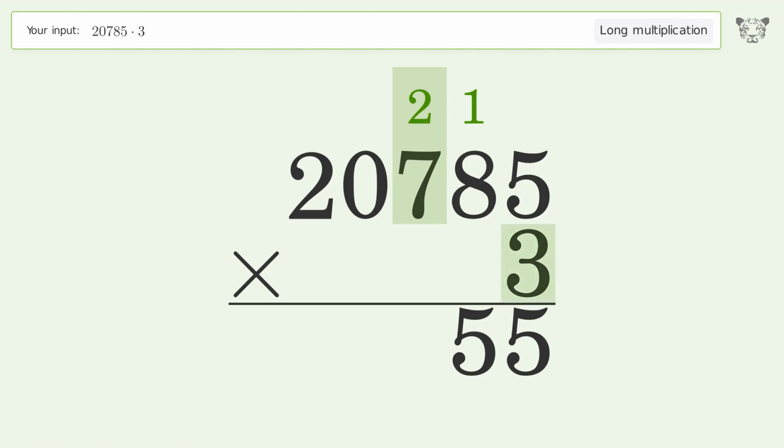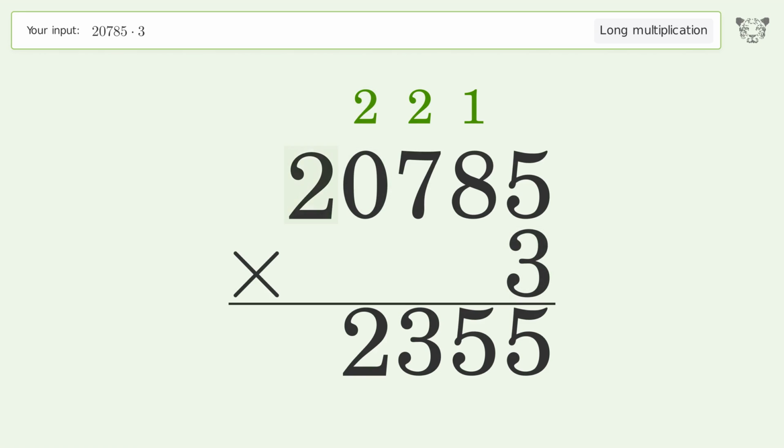2 plus 7 times 3 equals 23. Because the result is greater than 9, carry the 2 to the thousands place. 2 plus 0 times 3 equals 2. 2 times 3 equals 6. And so the final result is 62,355.